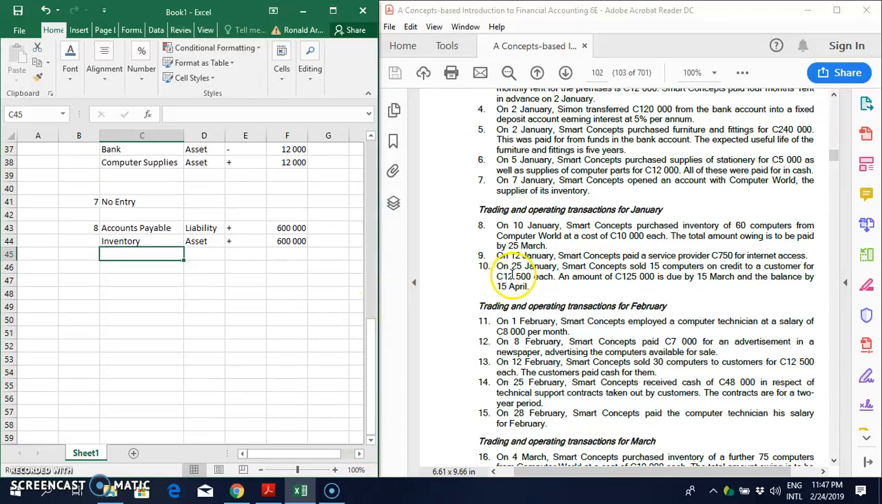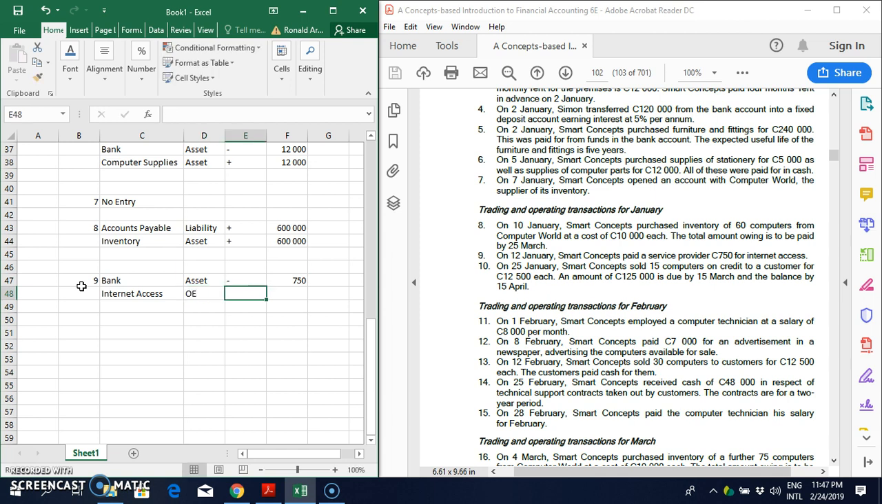So now with transaction number 9, it says on the 12th of January, Smart Concepts paid a service provider $750 for internet access. So we paid, we know that the bank account is involved, which is an asset to the business. We made a payment, so the bank account is decreasing with $750. We paid for internet access. If you call the account internet access or internet expense, those are fine.